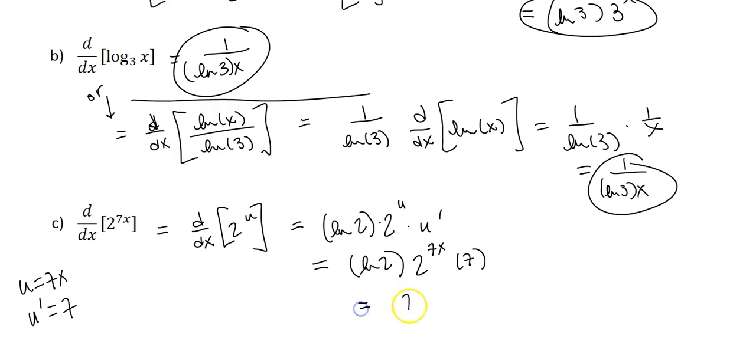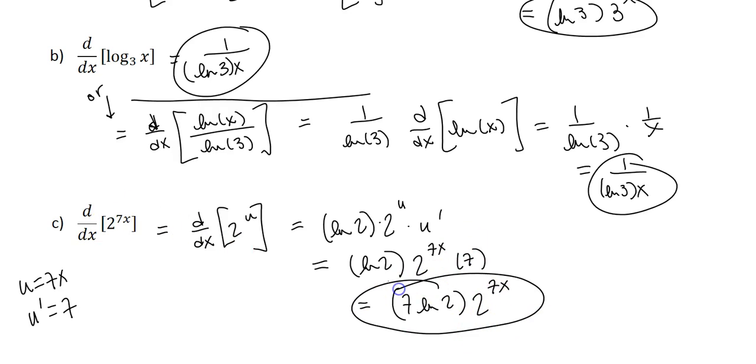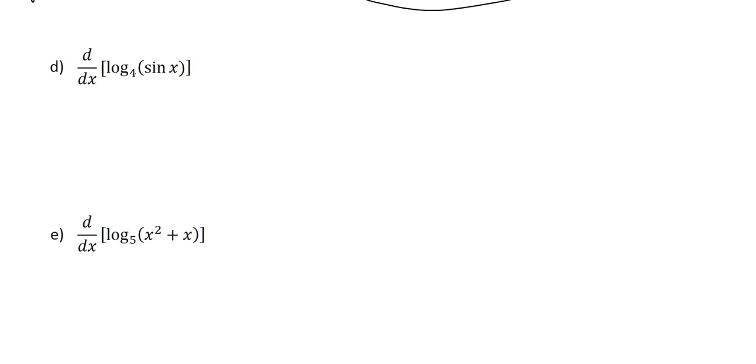And most people will write the 7 out front. So 7 natural log of 2 times 2 to the 7x. And you can go ahead and fold that in and make that 2 to the 7th power if you want. There's no reason to or not to do that. It just depends on your preference. Notice that the 7x stays 7x. That doesn't change, just like with e to the x or e to the u.